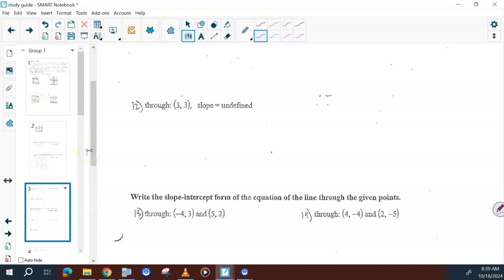So number 12, it says the slope is undefined. If it said the slope was 0, you could do what we just did or do what we're about to do. But if it's undefined, you know this has to be one of your horizontal or vertical lines. Which one would that be? Vertical, which means it's going to be what type of line? X equals. So because it's an x equals, I look at my x value and write that down. With undefined slope, there is no work for you to do. You have to know that information.